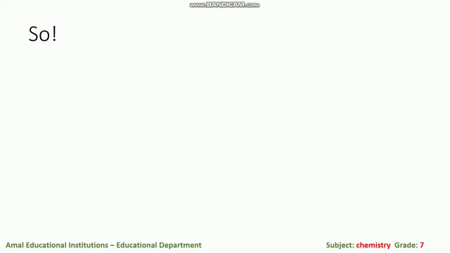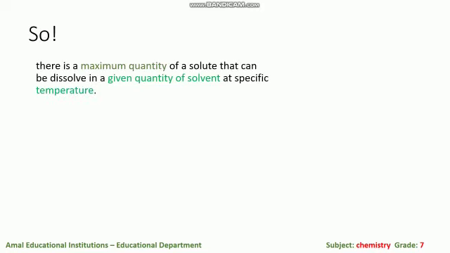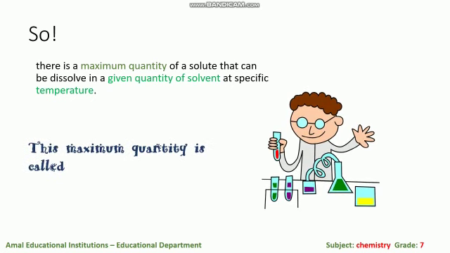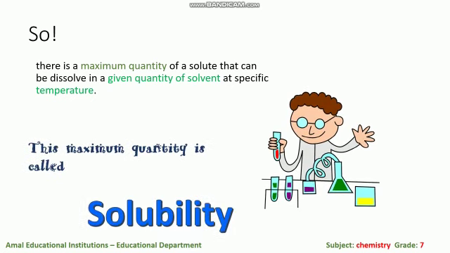So we have a maximum quantity of a solute that can be dissolved in a given quantity of the solvent at a specific temperature. I can't have an open quantity of the solute dissolve in a given quantity of the solvent. We have a maximum, a limited quantity of the solute that can be dissolved. This maximum quantity is called solubility.